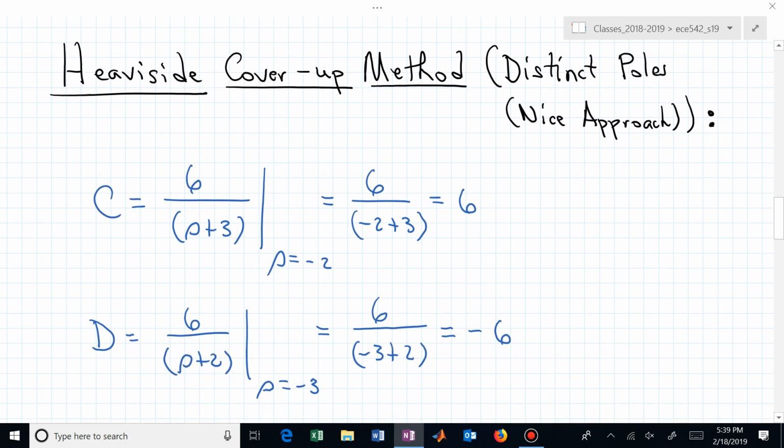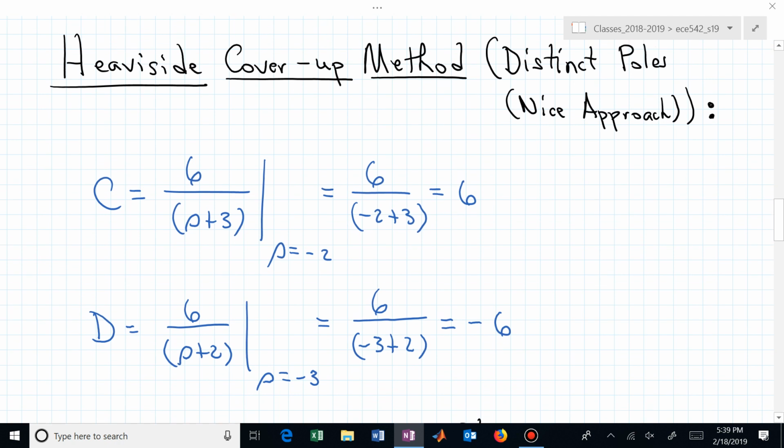The same cover-up method can be used for D. We multiply all terms by this factor S plus 3, which was underneath D, evaluate it at S equal to minus 3, and we end up with D equaling minus 6. That's the cover-up method, which is fairly straightforward and fairly powerful.